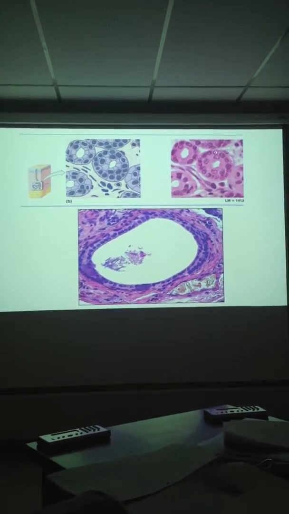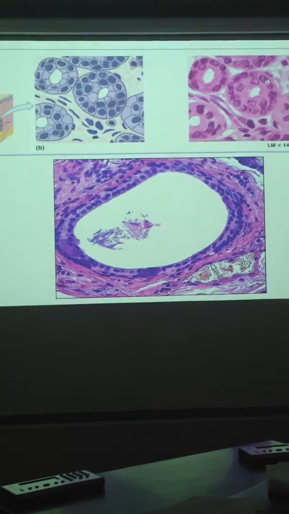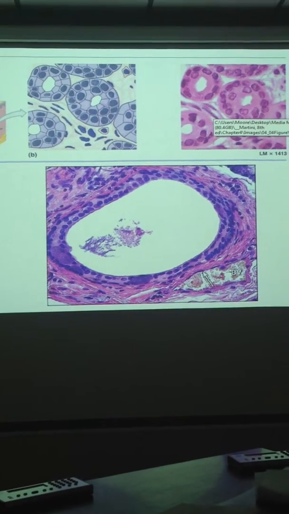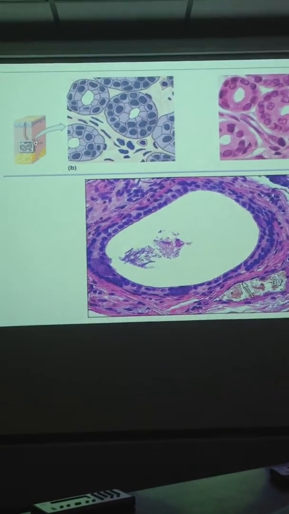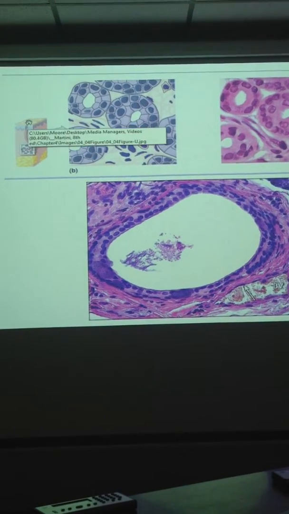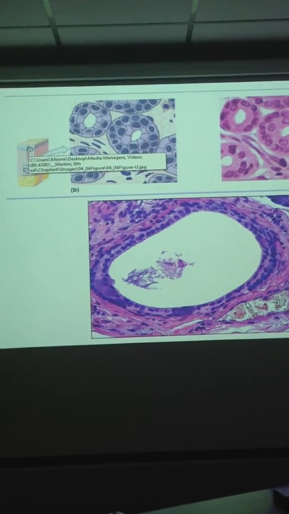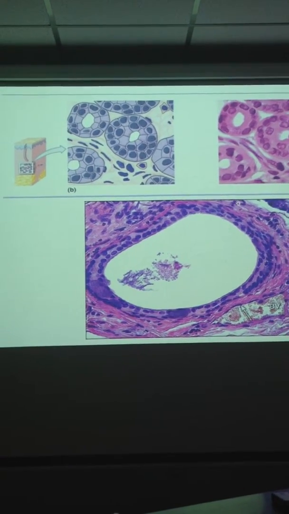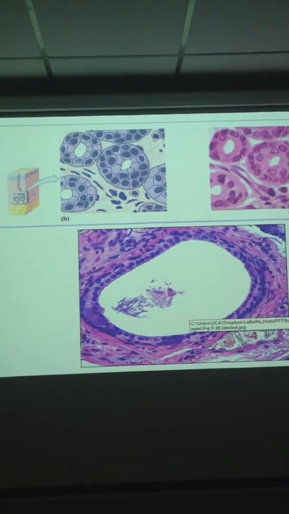These. Stratified cuboidal. Location. Ducts of some glands. In this case, which gland? Sweat gland. It's not apocrine because the duct goes to the surface of skin. Eccrine. Eccrine is sweat gland. This would be a really big duct down here. That would be duct of some gland. And quite often that some gland is salivary.